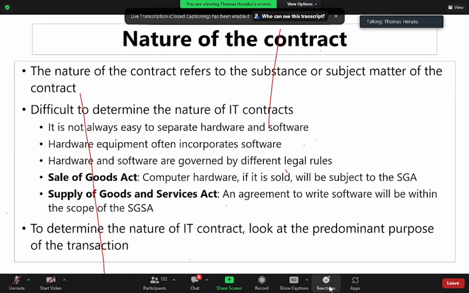It is not always easy to separate, for example, hardware and software. Although there is some common ground and some similarities in other provisions, contracts for hardware and software are usually governed by different legal rules. So it is most of the time difficult to determine the nature of IT contracts. Why? Because it is not always easy to separate those. The hardware equipment often incorporates software. Hardware and software are governed by different legal rules, and so on and so forth.